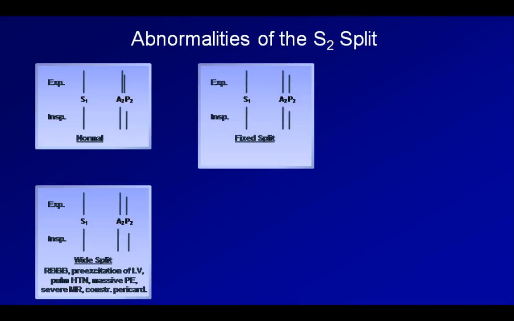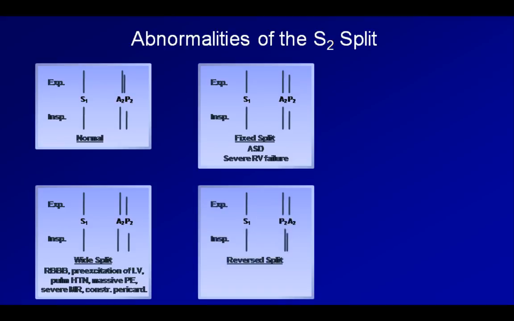Another abnormality is a fixed splitting of S2. In this scenario, S2 is split equally in inspiration and expiration. It is most commonly described in the setting of a large ASD, or atrial septal defect, but is also described in severe RV failure. This situation, in which the split is heard during expiration and not during inspiration, is known as a reversed or paradoxical split. It is, in some ways, the inverse of the wide split.